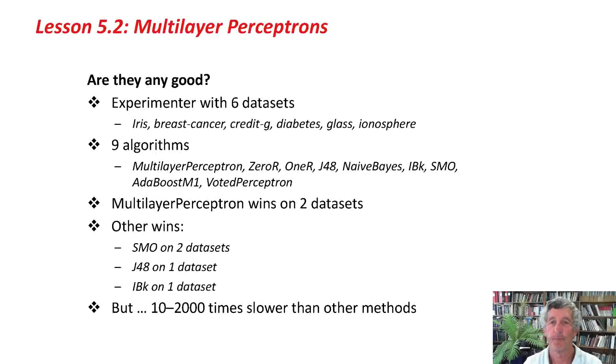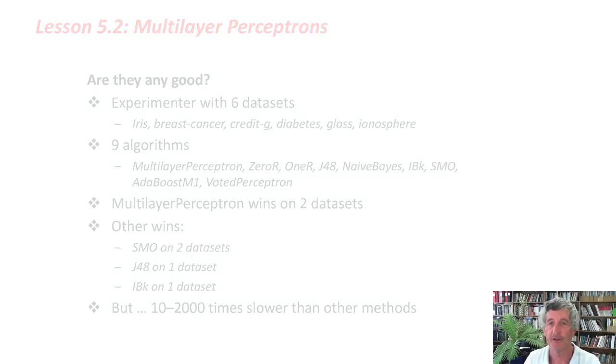Are they any good? Well, I tried the experimenter with 6 data sets, and I used 9 algorithms, and the multilayer perceptron gave me best results on 2 of the 6 data sets. And the other wins were the SMO, one on another 2 data sets, J48 and IBK, one on 1 data set each. When I say win, I mean beat all the other methods. So multilayer perceptron was not too bad, but in fact it was between 10 and 2,000 times slower than the other methods, which is a bit of a disadvantage.